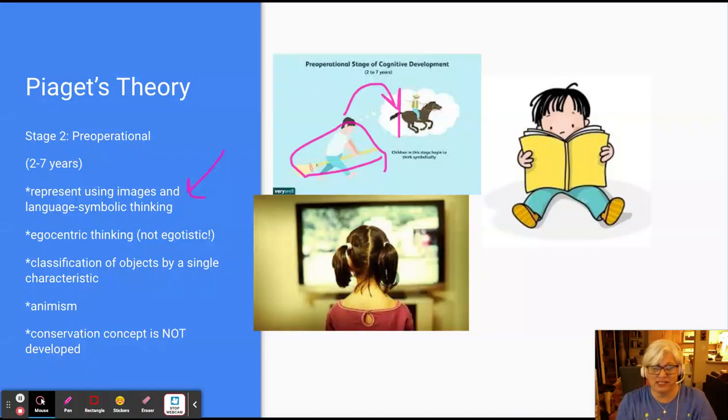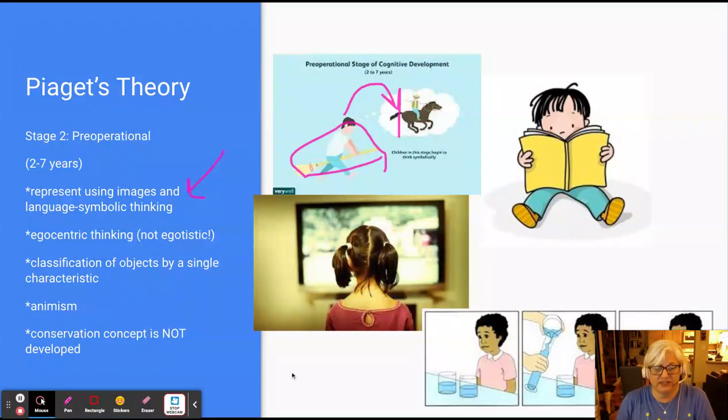Now, that is not the same as being egotistical. It just means the whole world, they don't understand that people have different aspects of how they're seeing the world. Two important concepts that are beginning to develop but are not fully developed in this stage.